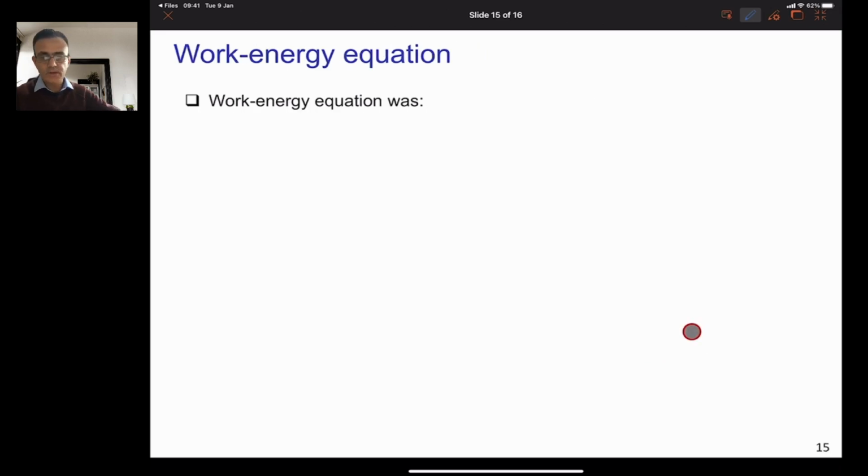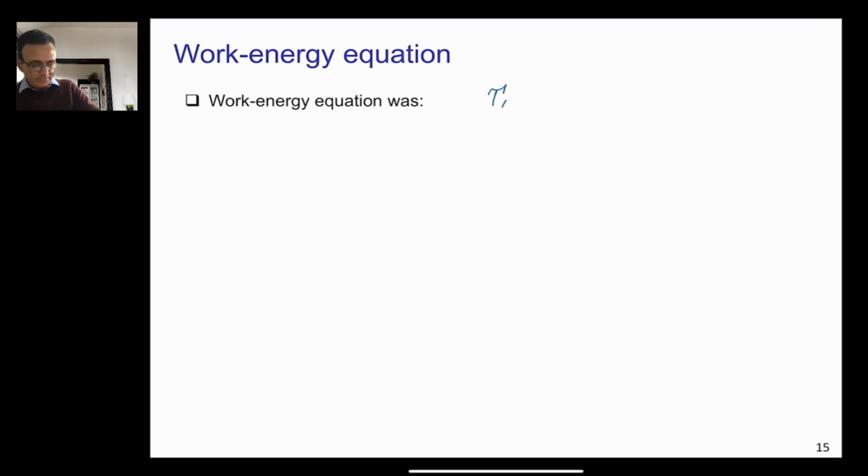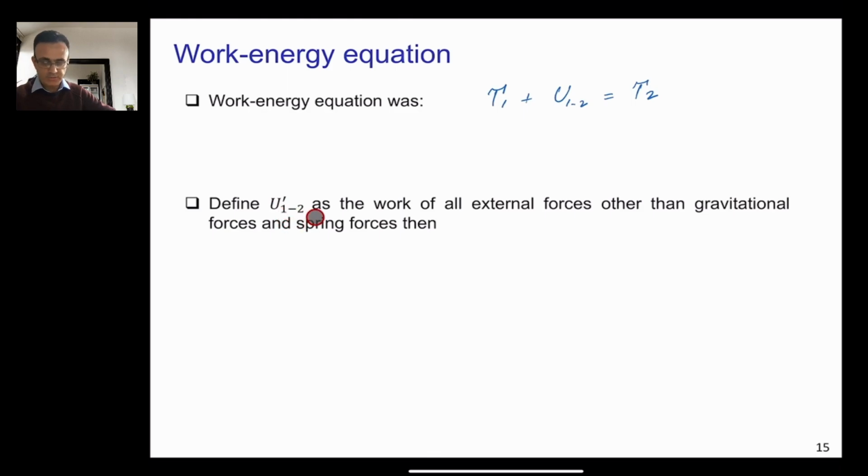Okay, so now we can revisit the work and energy equation. In the previous case, we derived the equation T1 plus U12 equal to T2. That is, the initial kinetic energy plus the work done by all forces when the body moved from position 1 to position 2 is equal to the final kinetic energy at position 2. Now we define this work as U12 dash, and this dash is important here. It is the work of all external forces other than gravitational force and spring force.